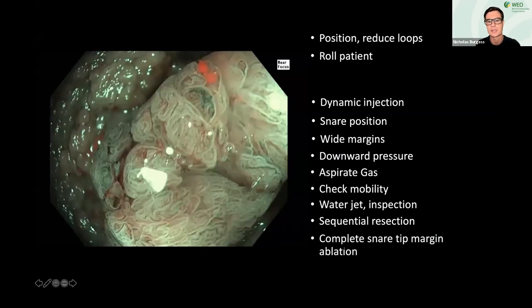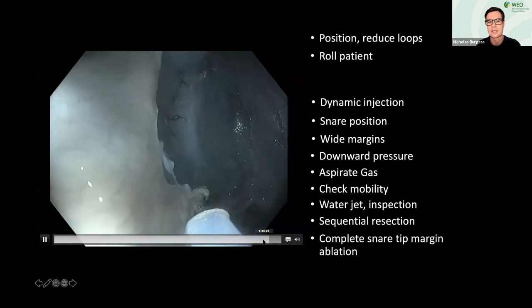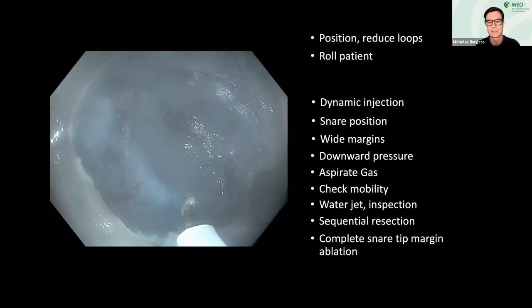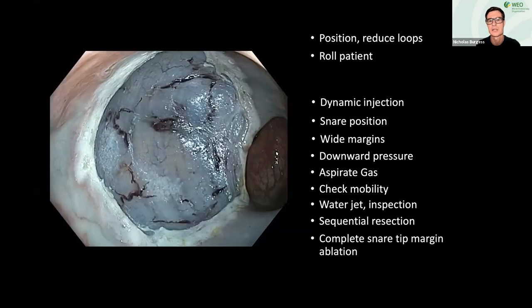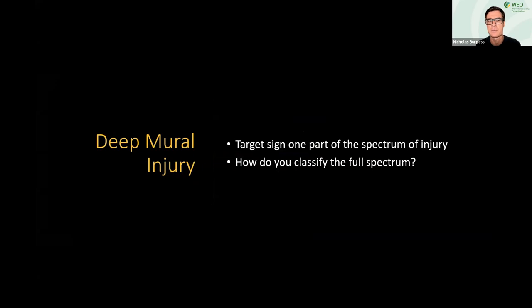And then at the completion, sorry, I skipped ahead, but make sure you use an appropriate margin ablation technique to reduce recurrence. So this is snare tip soft coagulation to complete the entire margin of the lesion. In terms of preventing adverse events, I'll cover these quickly, but I think they're very important.